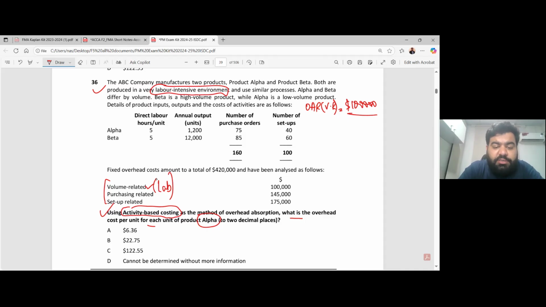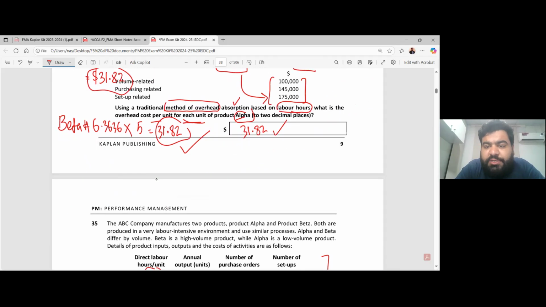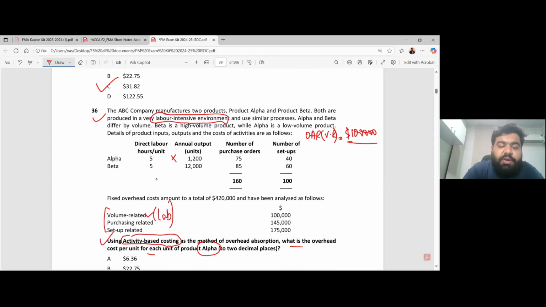So 100,000 is the cost pool in the numerator, and in the denominator we'll write the total labor hours we have calculated here. It was 66,000 labor hours. How? We have just multiplied both of them and calculated 66,000. So the first OAR we have calculated is 100,000 divided by 66,000, which is 1.515 per labor hour. And the base, how I've calculated: 6,000 this one and 66,000 this one.